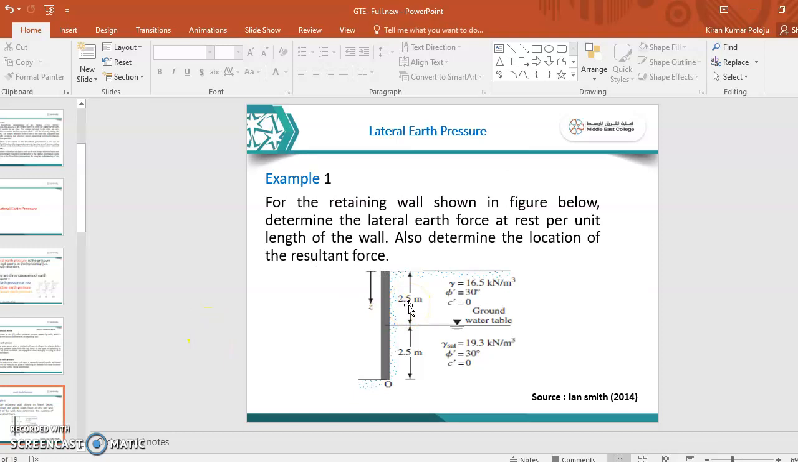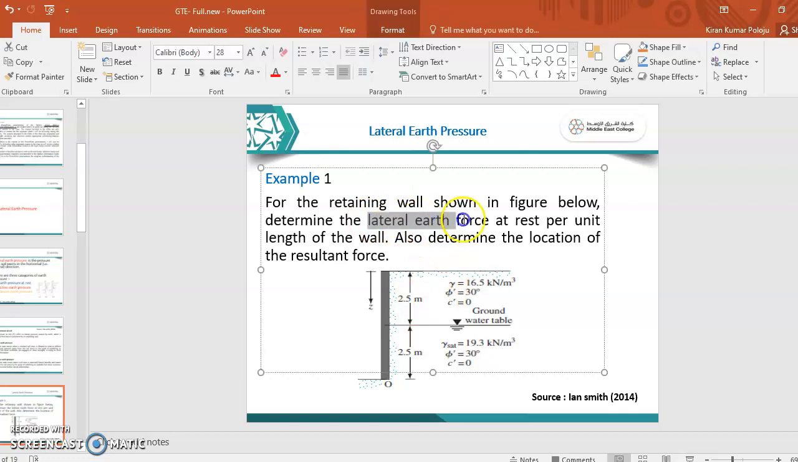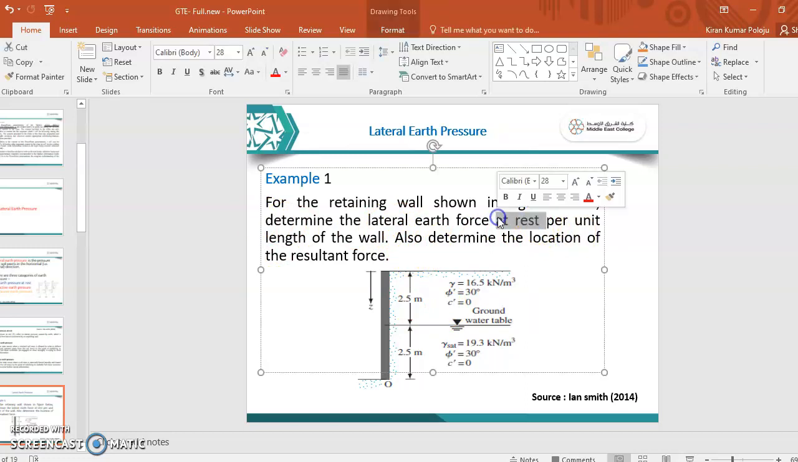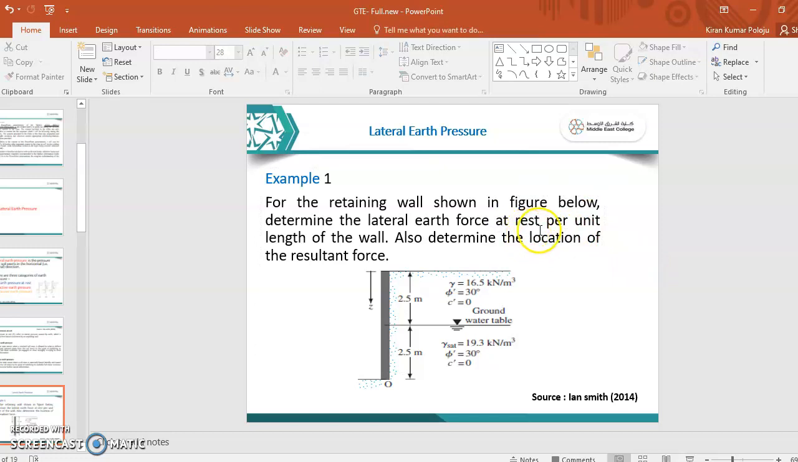Let's see an example problem on lateral earth pressure at rest. For the retaining wall shown in the figure below, determine the lateral earth pressure at rest per length of wall, and also determine the location of the resultant force. The condition is very important, whether it is at rest, active, or passive. Here the condition is given as at rest.